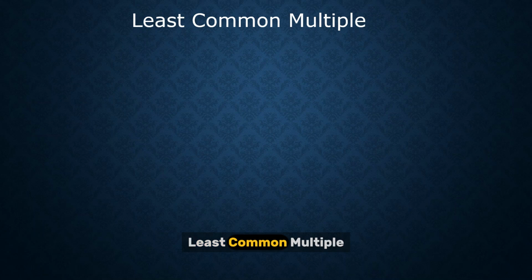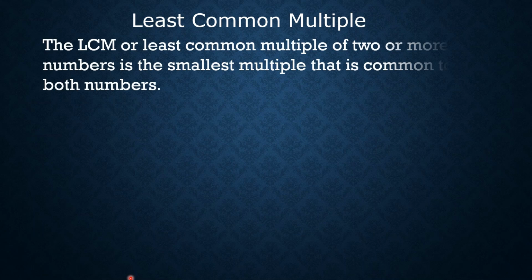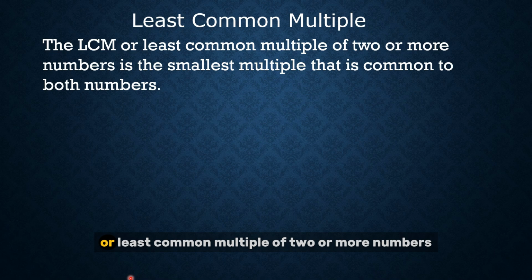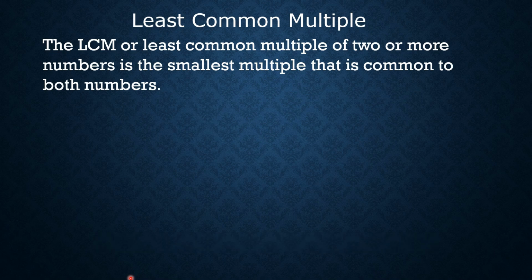Least common multiple. The LCM, or least common multiple of two or more numbers, is the smallest multiple that is common to both numbers. In this video, we are going to solve each example with the three methods.